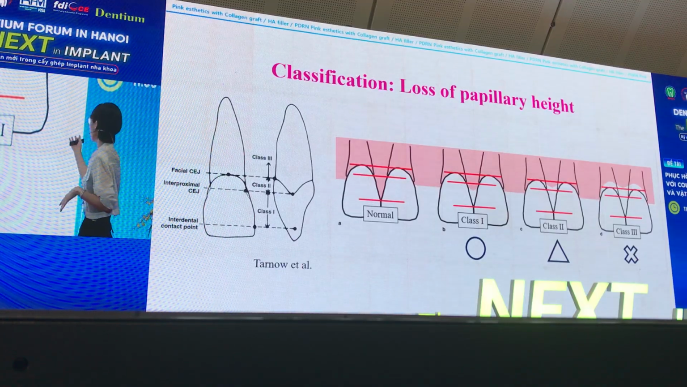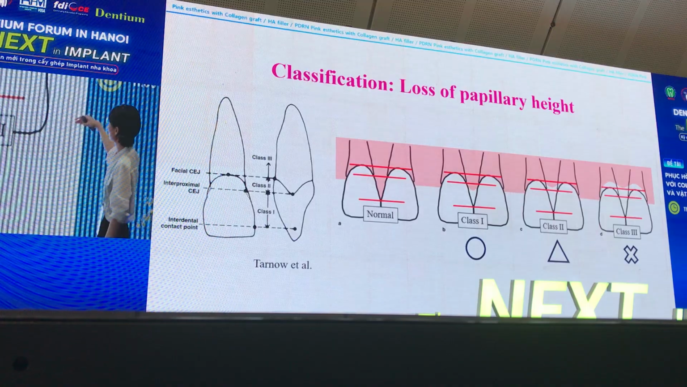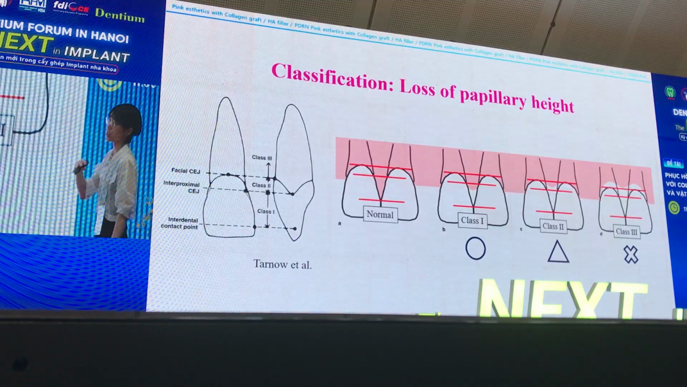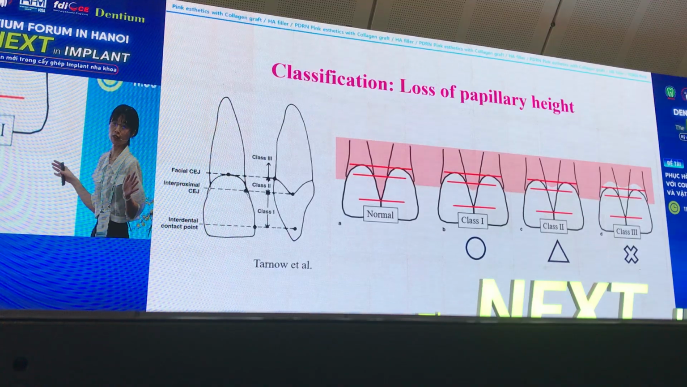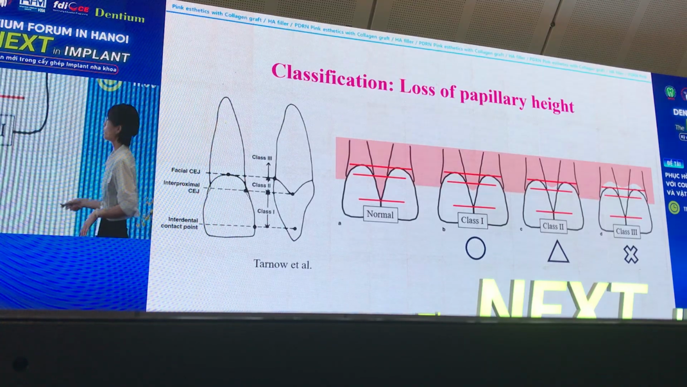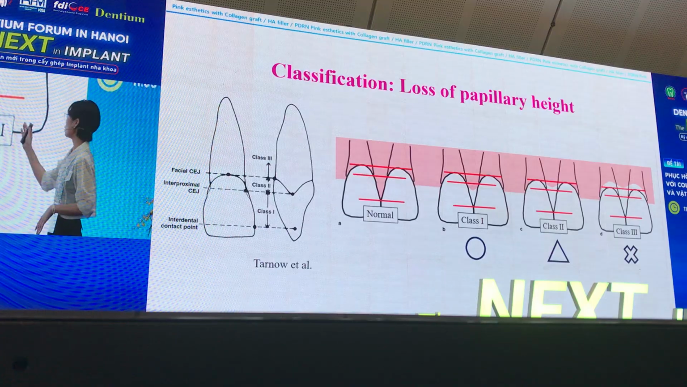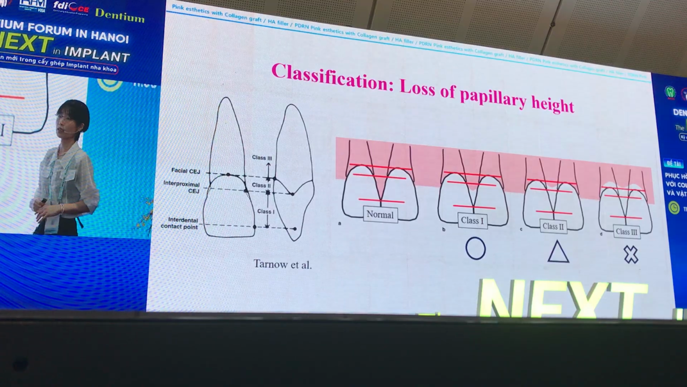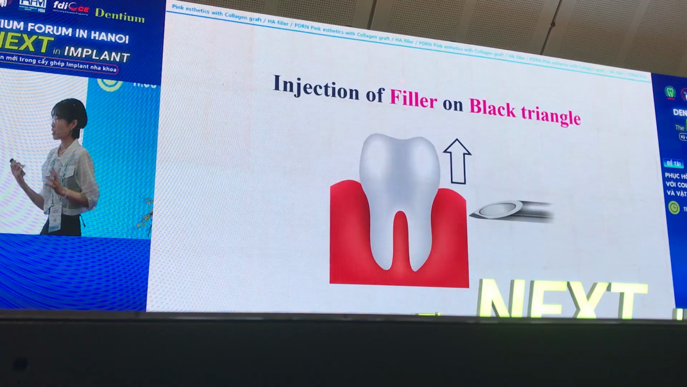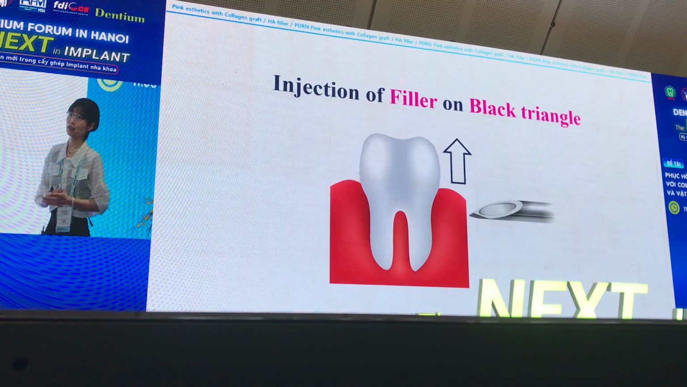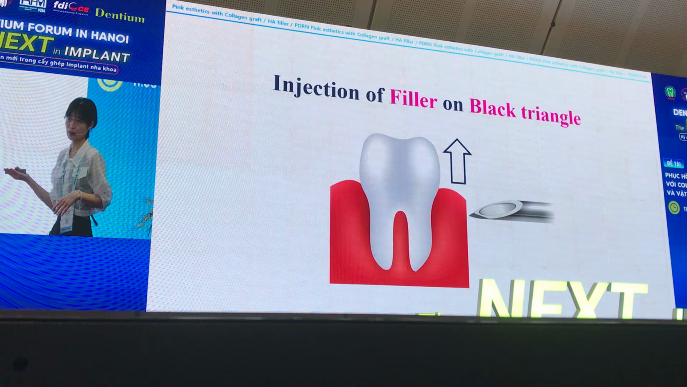But in the case of class 3, it means the area below the facial CEJ doesn't touch, because that is a contraindication, not an indication. So we only do class 1 and class 2. And also, in the monoid filler, you can meet the needle with the bevel, right?